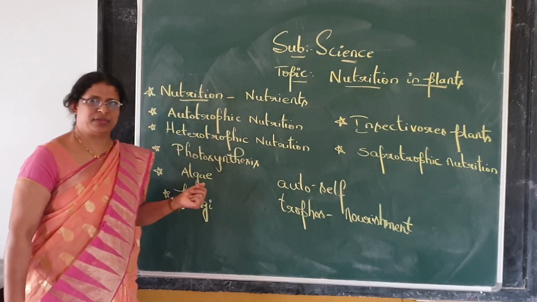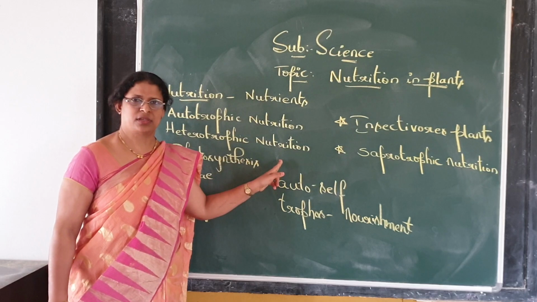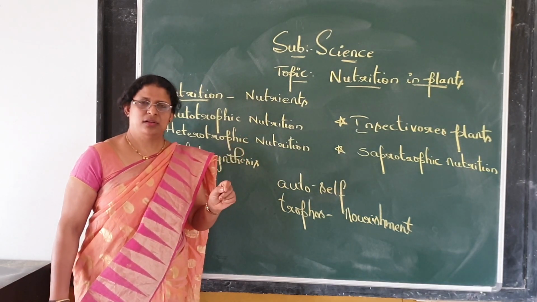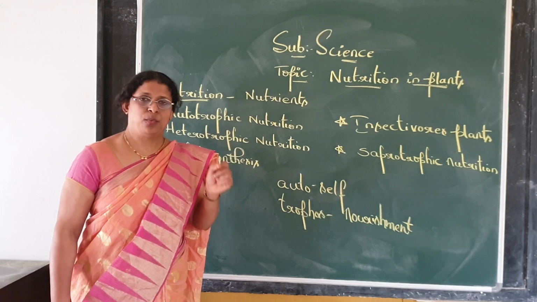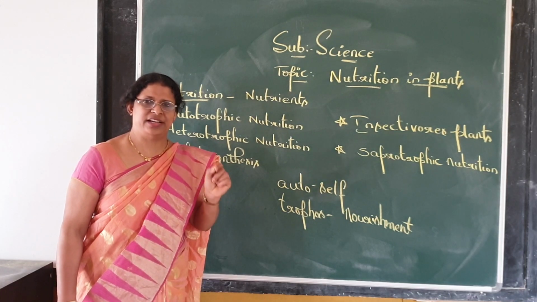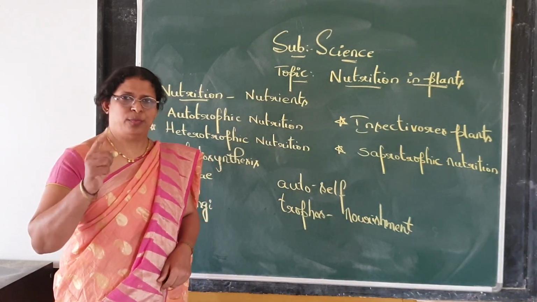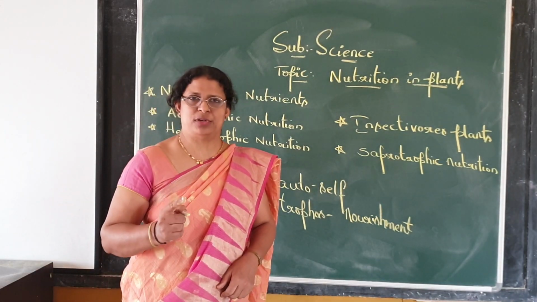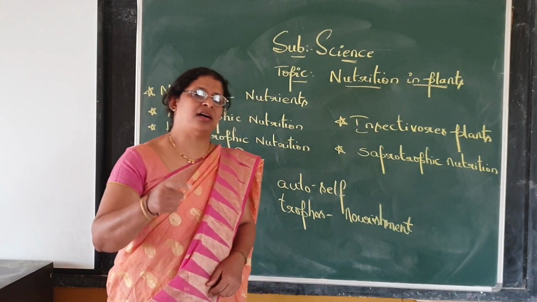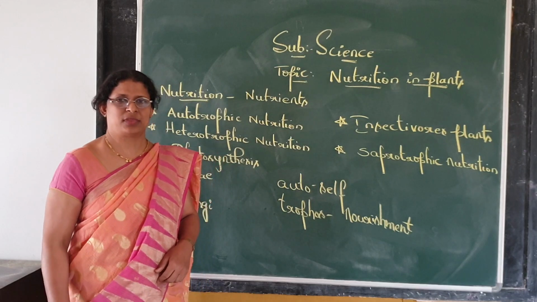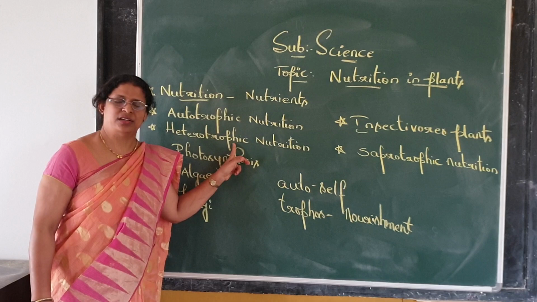The next concept, let us speak about heterotrophic nutrition. Here, we human beings and animals are considered heterotrophic. Why? Because we are not able to prepare our own food, but we are directly or indirectly depending on plants and animals for food. So this is what heterotrophic nutrition means.